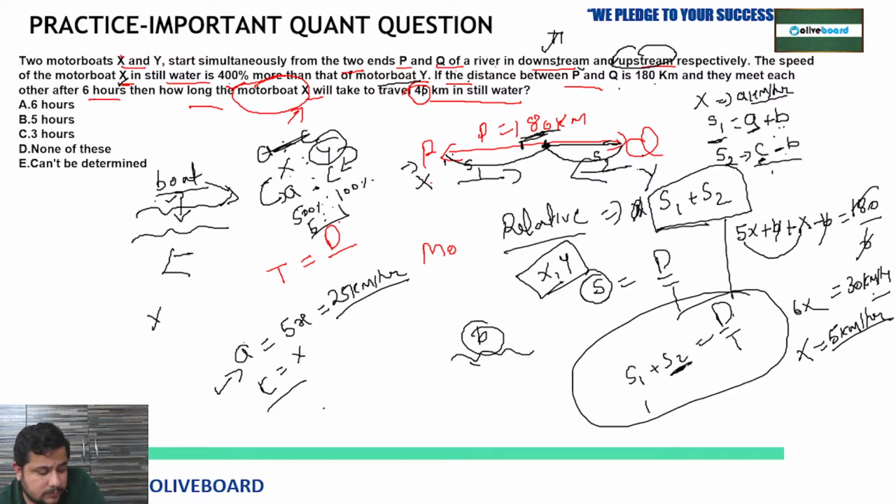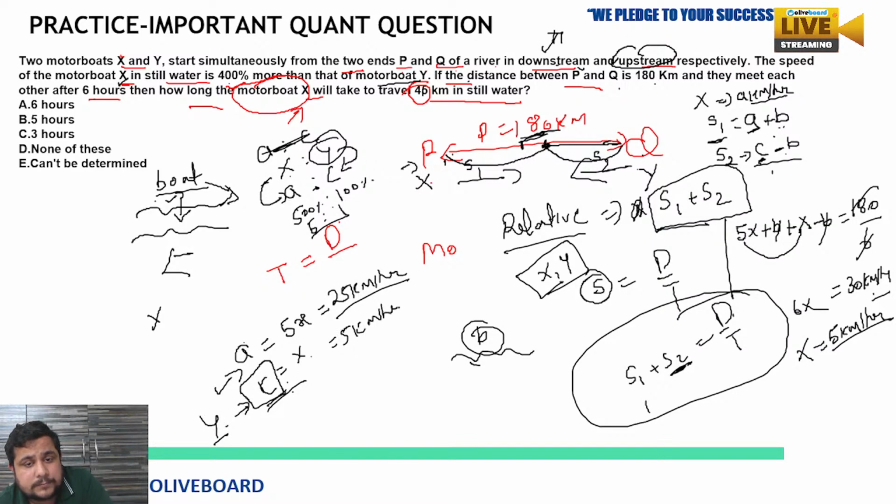Clear? Now if I talk about boat Y, that is C, the speed of boat Y would be x, which means 5 kilometer per hour. Clear to all of you or not? Tell me.